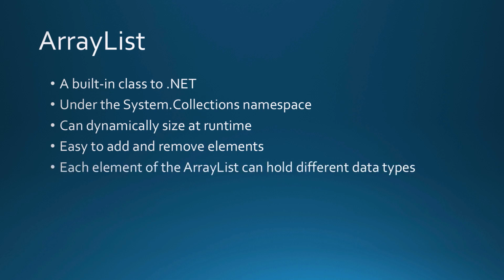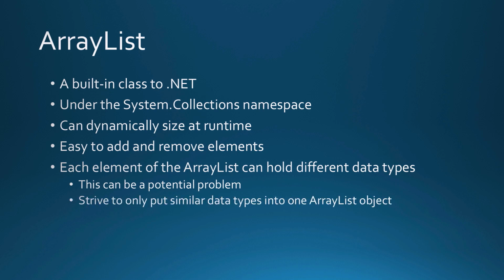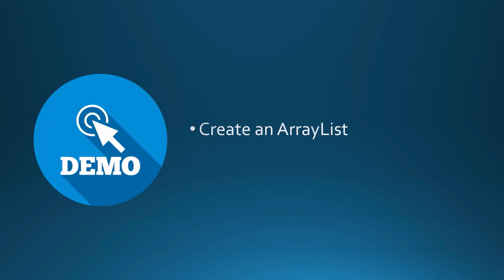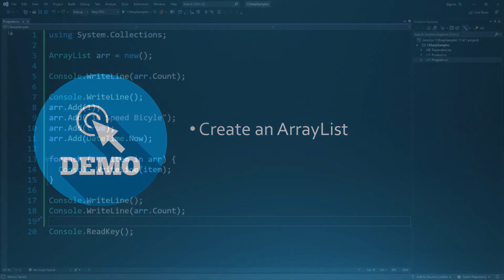Each element of the array list can hold different data types. Now, that may seem like it's kind of cool, but this could actually be a potential problem. So I would suggest that you strive to only put similar data types into one array list object. All right, let's take a look at creating an array list.